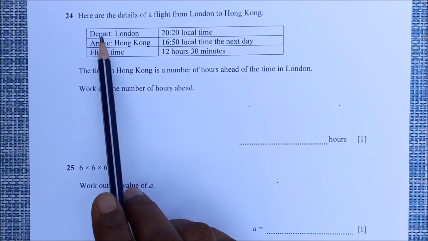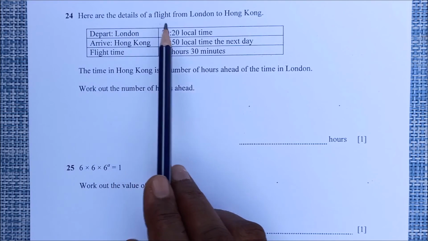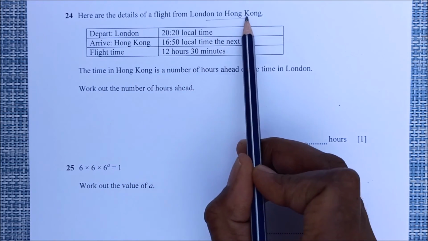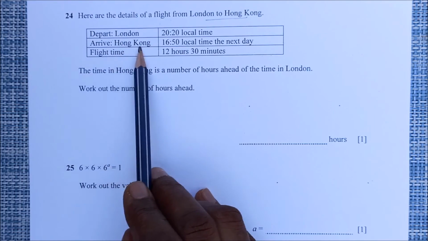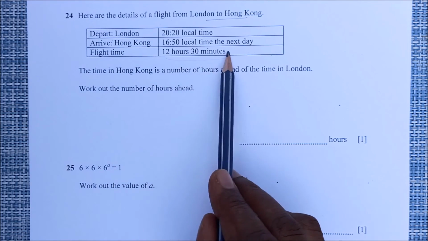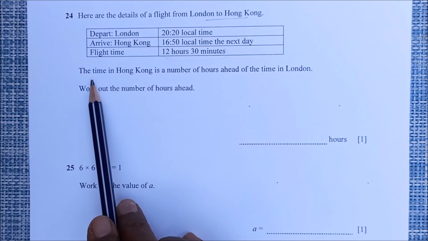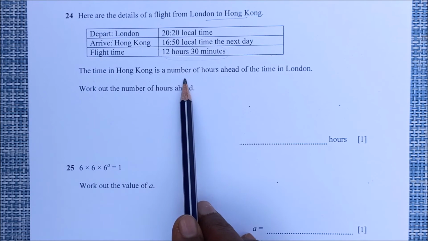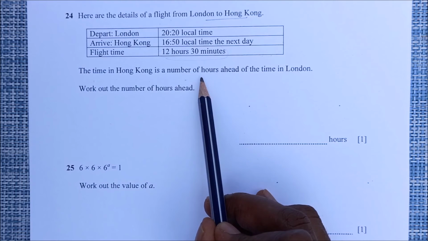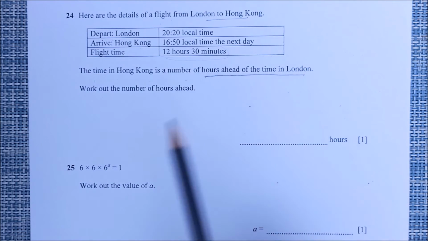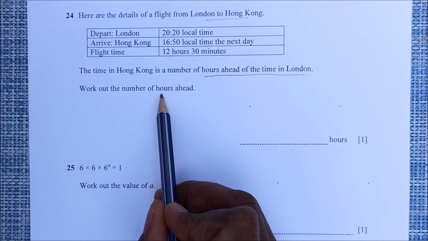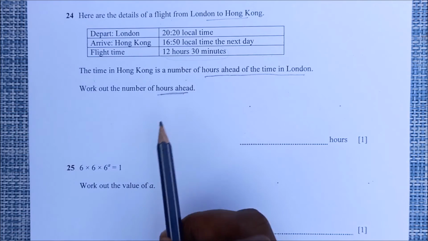Question 24. Here are the details of a flight from London to Hong Kong. Departure time is given, and arrival time. The flight time is 12 hours and 30 minutes. The question is, the time in Hong Kong is a number of hours ahead of the time in London. Work out the number of hours ahead. We need to find out the time difference.